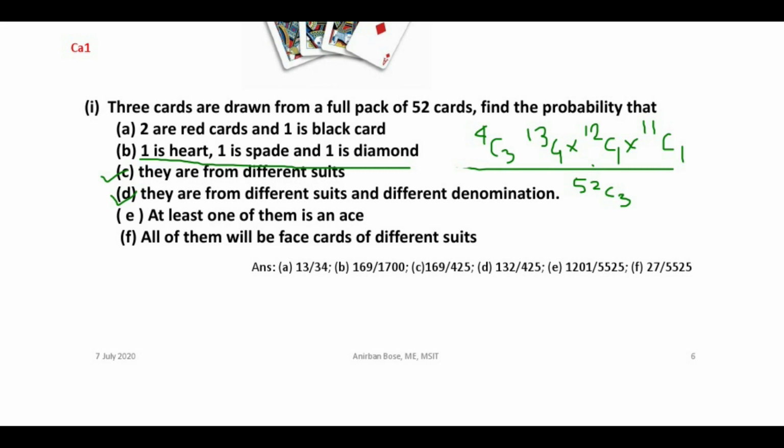Now question number E. At least one of them is an S.